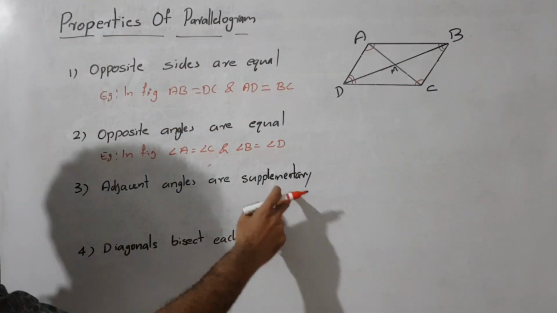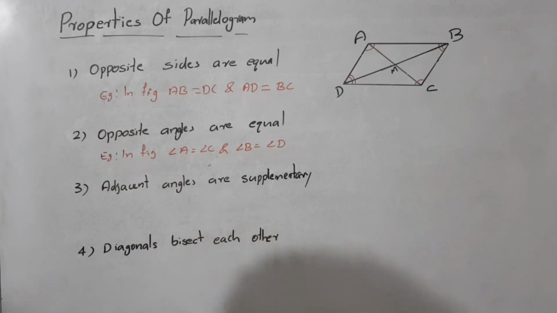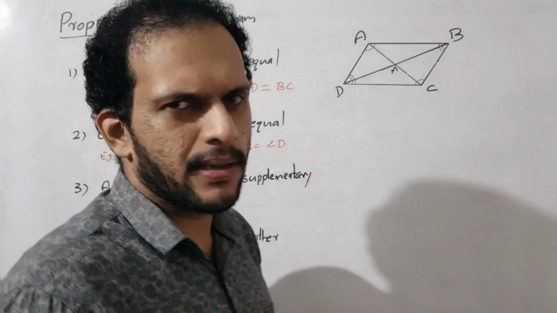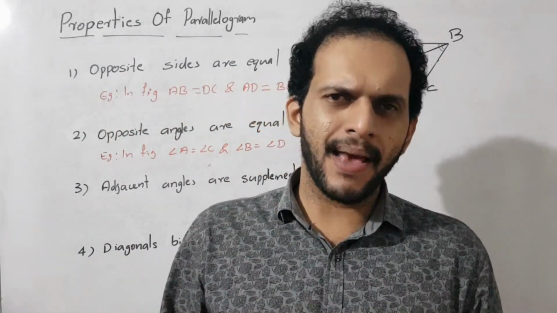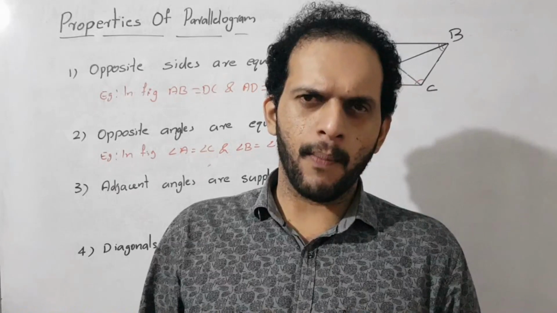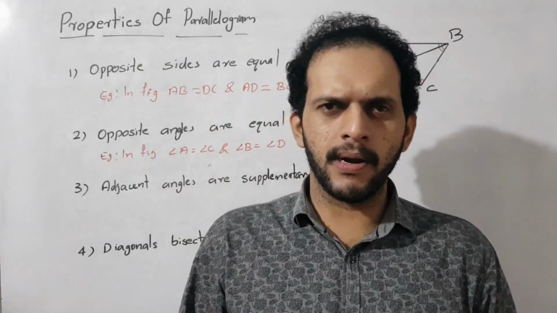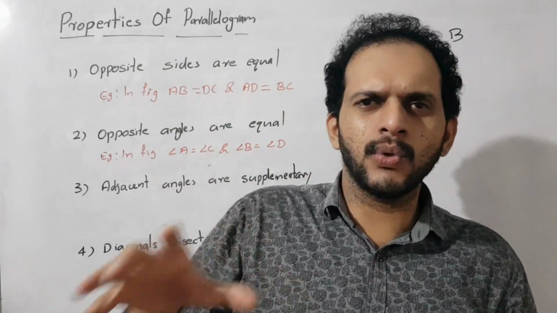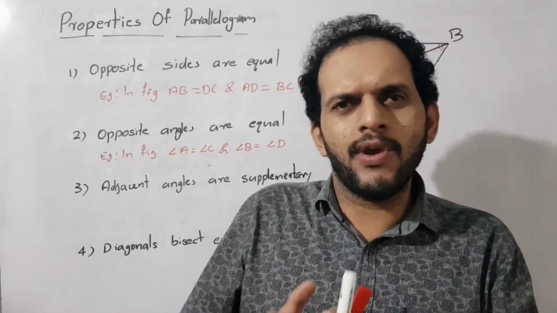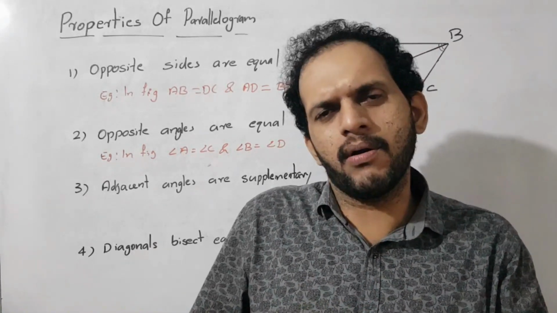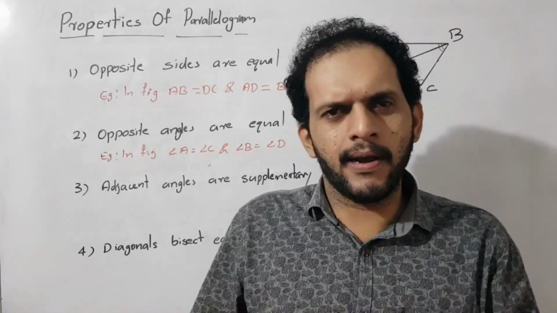Adjacent angles are supplementary. What is the third property? Adjacent angles are supplementary. Supplementary means, we know what supplementary means, correct? Because we already applied the supplementary property. Supplementary means if we add two angle measurements, we get 180 degrees. If we get 180 degrees, then we call them supplementary, correct?